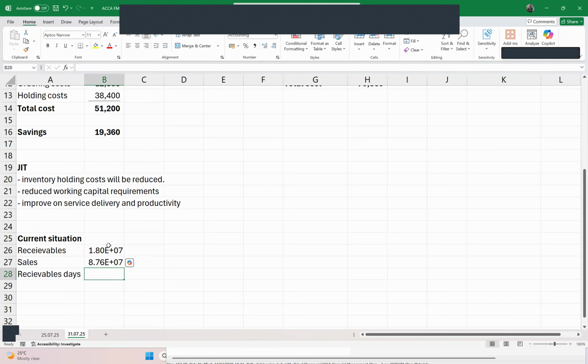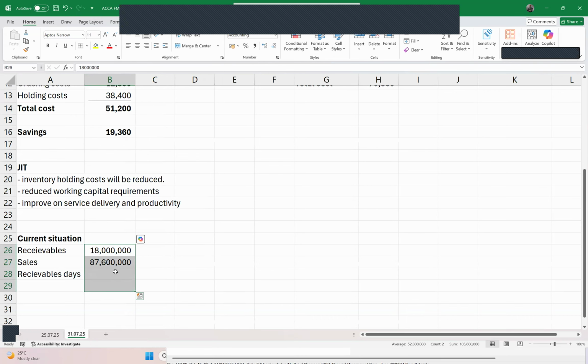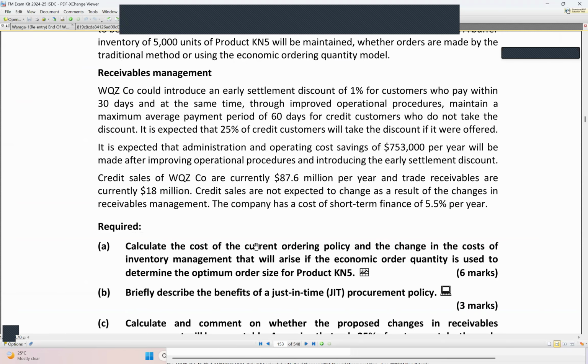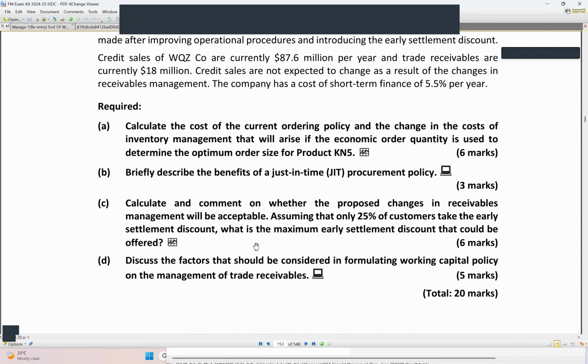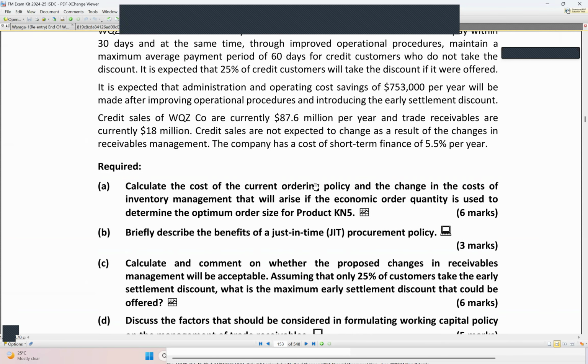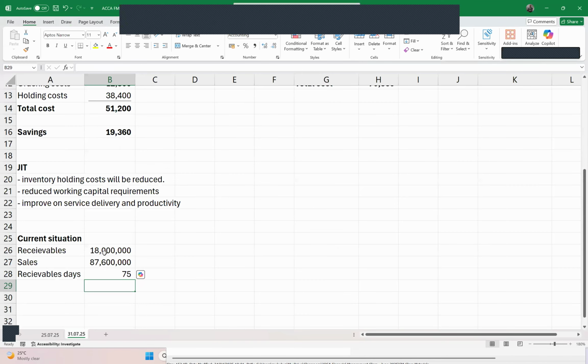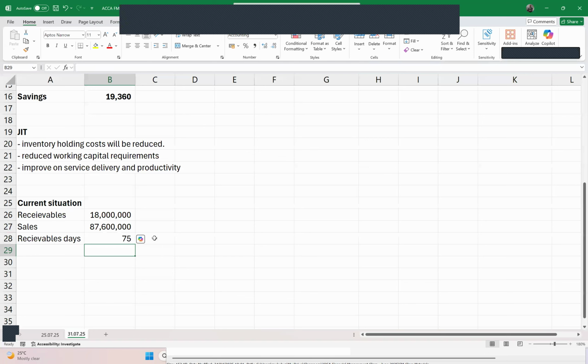And now, for the days, usually it's going to be the receivables divided by the sales times 365. You normally have to check and see whether they told you to use a different number, they can tell you to assume the year has 360 days. Here they didn't say that, so we are using 365. So right now, people are taking on average 75 days. I don't have to put days there because it already has been put.